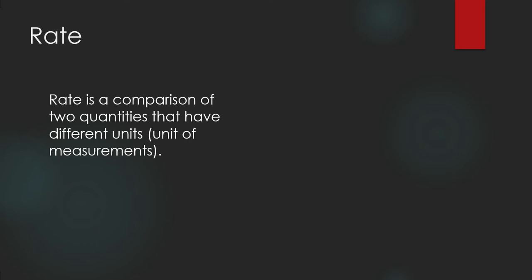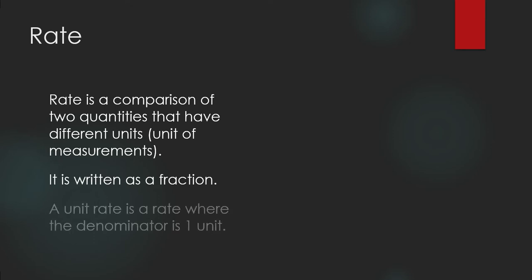Rate is a comparison of two quantities that have different units. That is the same as saying that rate is a comparison of two quantities of two different things. How does it differ from ratio? A ratio is a comparison of two quantities of the same things, but not so with rate. We are comparing two quantities that came from two different things. It is written as a fraction.